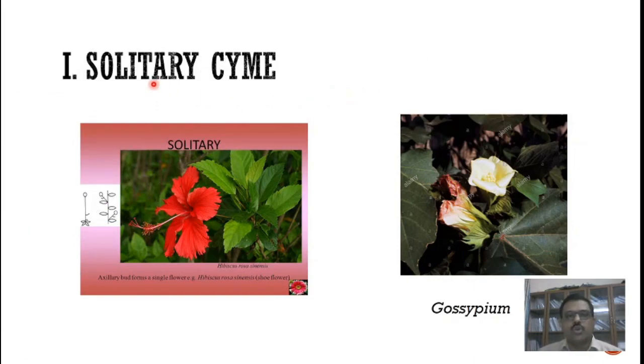The first is the solitary cyme. So at the beginning of this video series, in the first video we have seen that certain flowers are not arranged in an inflorescence. They occur single as solitary flowers, and these solitary flowers are included under cymose inflorescence, and this is called a solitary cyme.